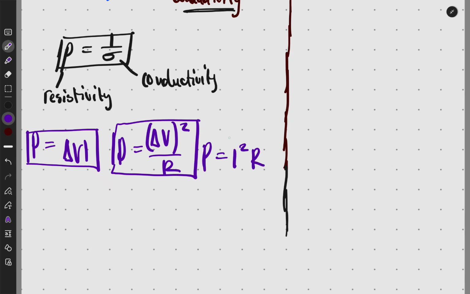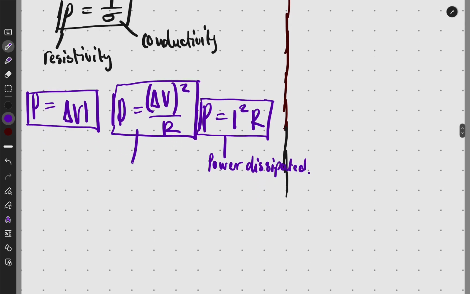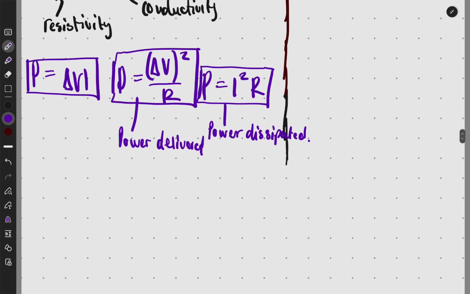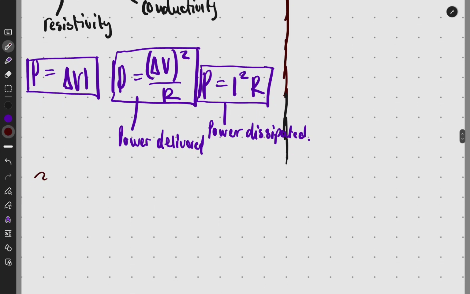This is going to be power loss. This will give you the power dissipated, or power lost. So power dissipated, there we go. We use this one. Usually for power delivered, we use this one. This will be our power delivered. All right? Now, this is the power delivered, delta V squared over R. Now, we have these 3. Then what else do we have?